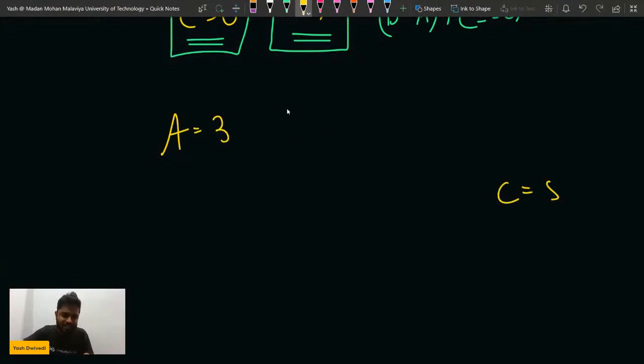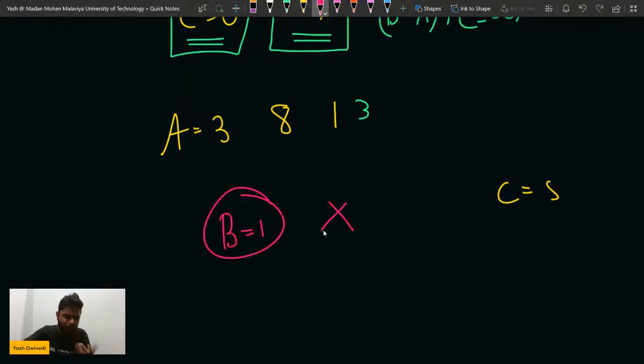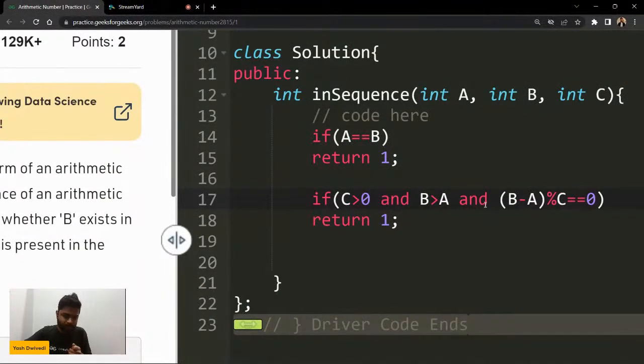So basically 3, then it will be 8, as I said, then it will be 13, right, and so on and so forth. And if I give you a number, let's say b is equal to 1, is it present? No, it will not be present, right? Because if the common difference is positive, the series will be increasing, so this term b cannot be less than the starting term. Is that clear?